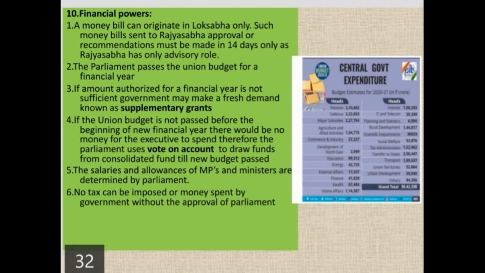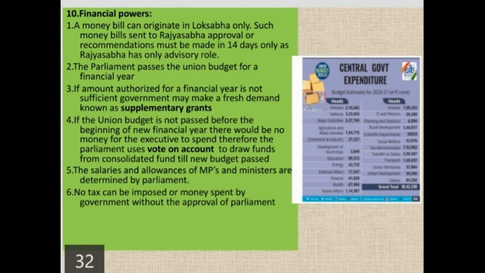And if the union budget is not passed before the beginning of the new financial year, then there would be no money for the executive to spend. Therefore, the parliament uses vote on account to draw funds from the consolidated fund of India till the new budget is passed. Now you have understood supplementary grants. That means once the budget is introduced, if the government feels that the funds allocated to certain areas are not sufficient, then through parliament they can take an extra amount of money. This will always be expenditure, the supplementary grants.